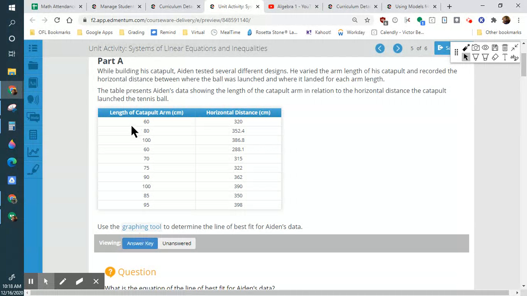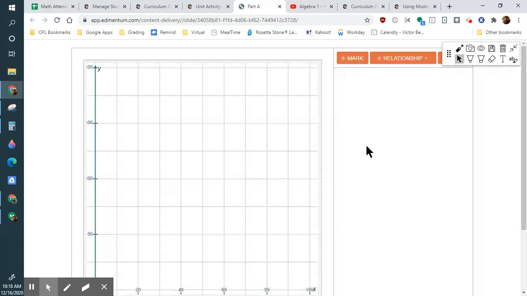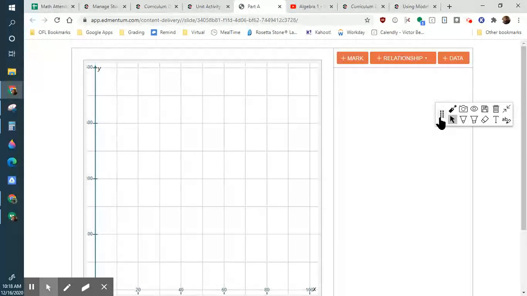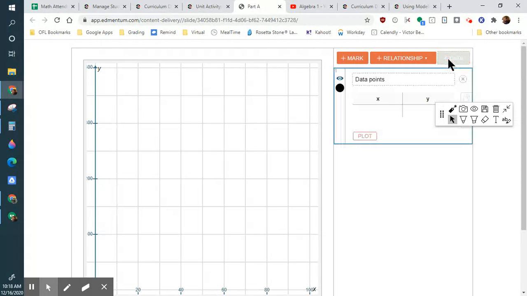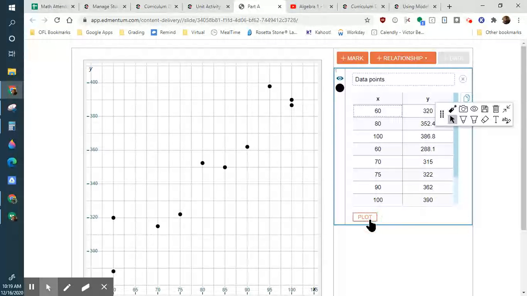First things first, I'm going to copy all of the data from Aiden. This is all of Aiden's data. Open up this graphing tool, and I'm going to put this in the data column. I'm going to add data, Control V, and this automatically puts all of the data there for me. Then I can click plot, and it gives me all these points right here.